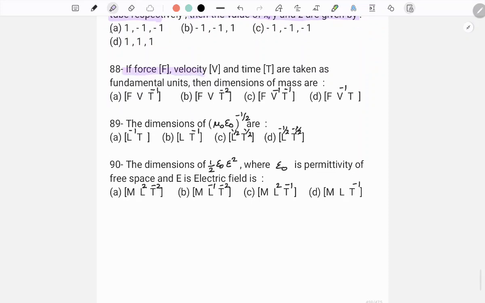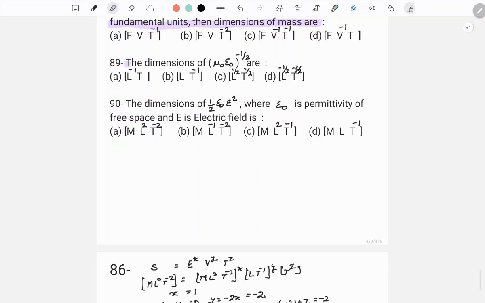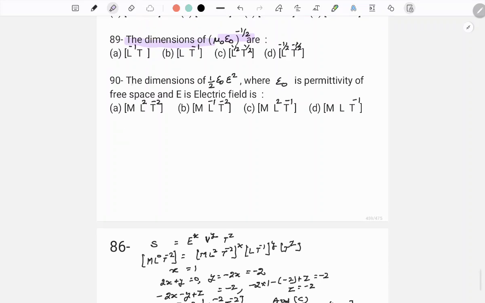Next, if force F, velocity V and time t are taken as fundamental units, then dimensions of the mass are. 89th, the dimensions of mu naught epsilon naught to the power minus half are. The dimensions of 1 upon epsilon naught E square, where epsilon naught is permittivity of free space and E is electric field, is.